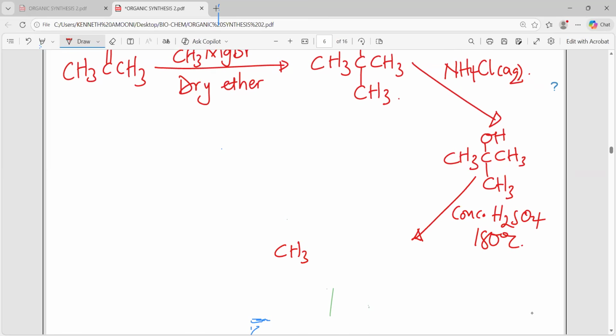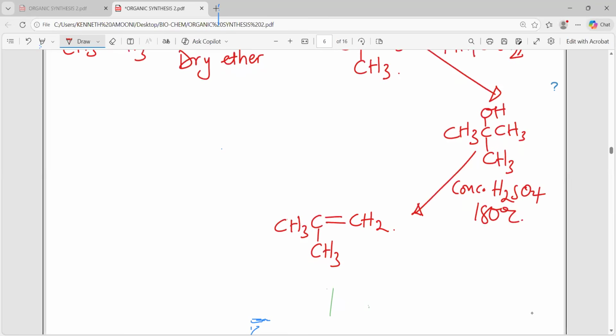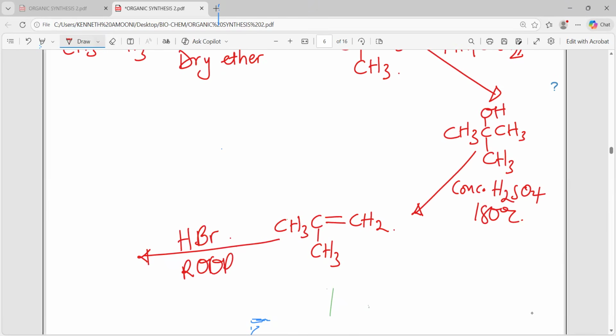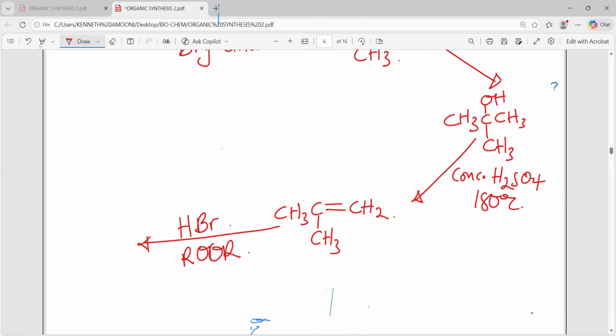So you'll have CH3, CH3, double bond, CH2. And then after forming that alkene, I am going to add a halogen, but in the presence of an organic peroxide, so that we add it according to anti-Markovnikov's addition. So I'm going to add hydrogen bromide in the presence of an organic peroxide. And after doing that, I'm going to form that compound.